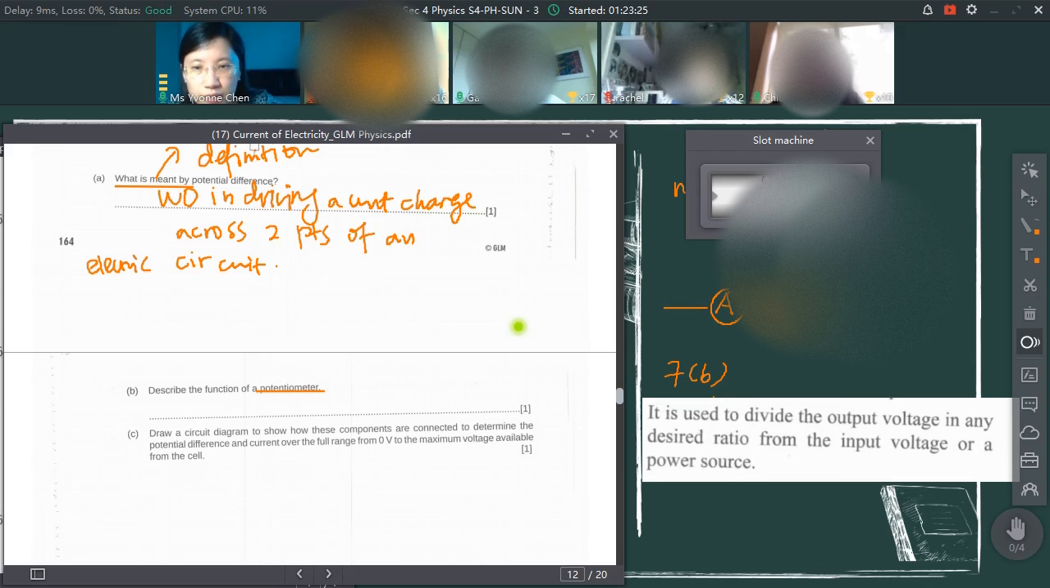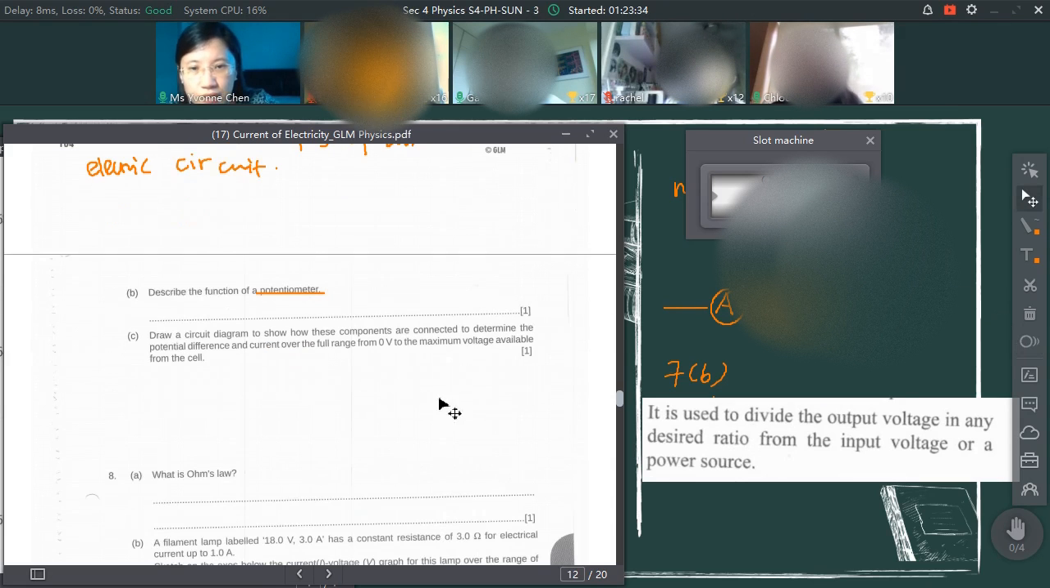Okay, so next part we are going to draw the circuit. The idea is about a full range, from 0 to the maximum voltage available from the cell. So we shall use the potentiometer concept. So how do we draw the connection?